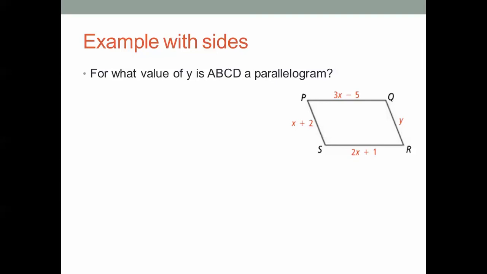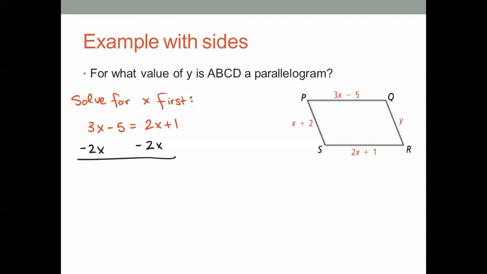And since I'm given some algebraic expressions on side lengths, I'm going to go ahead and prove that opposite sides are congruent. I have to start with segment PQ and segment SR. Since they both have x as their expression for length, I'm going to set up this equation. 3x minus 5 equals 2x plus 1. So I'm going to solve for x by taking 2x away from both sides. I get x minus 5 equals 1. Last step, add 5 to both sides, and I'm left with x equals 6.